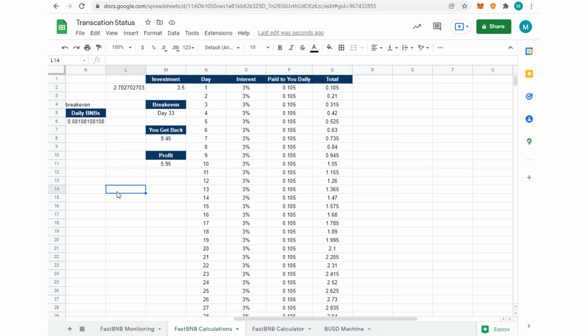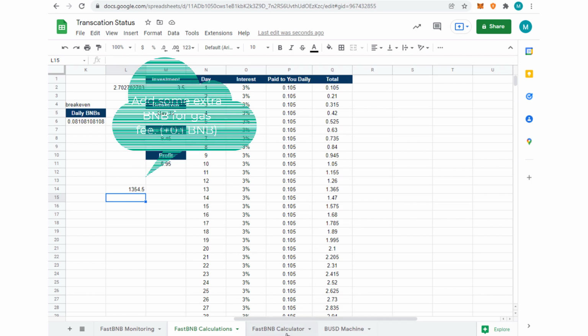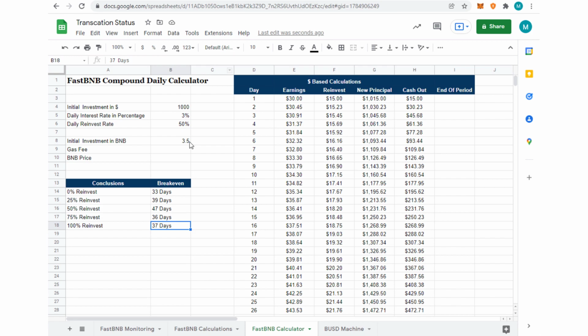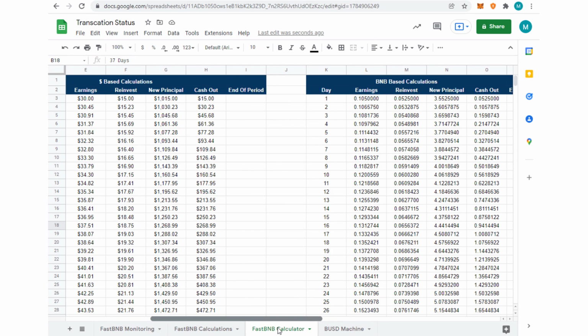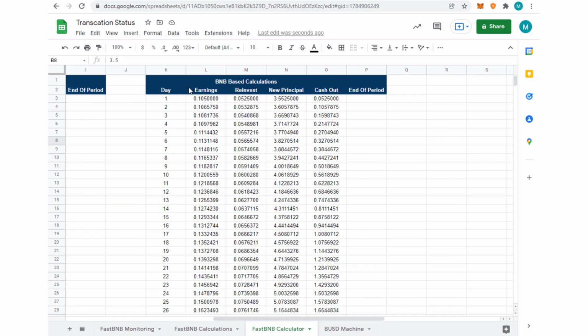Now, if I do a calculation, if the current price of BNB is 380, let's say, that means I have to put in close to 1,350 or 1,400 so that I can reinvest this every day. So another $1,000. Let me go back here. In these calculations, I put my initial investment to be 3.5. That's why I did it this way. So if my initial investment is 3.5, my earning would be 0.1, and that's why I can reinvest.